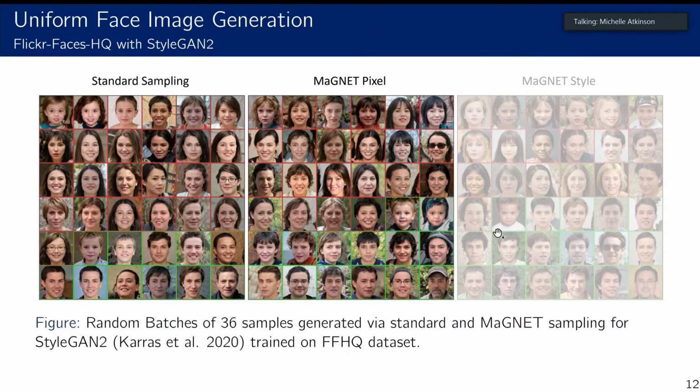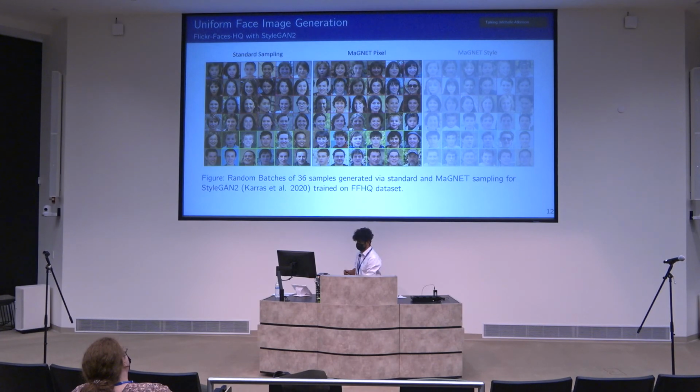Apart from that, we also do experiments on uniform face image generation for state-of-the-art StyleGAN2. So we take a pre-trained StyleGAN2 that has been trained on the Flickr Faces HQ dataset. These style-based generators have a mapping network and another synthesis network. So there's this notion of a style space that's an intermediate space, and then there's a notion of the pixel space where the output images are going to be. So we use MaGNET to be uniform on both the pixel space and the style space. And over here, the bounding boxes, the red and green, are based on Microsoft Cognitive API predictions for gender.